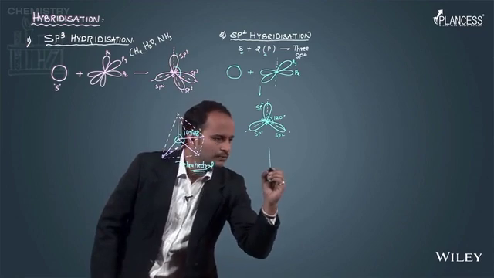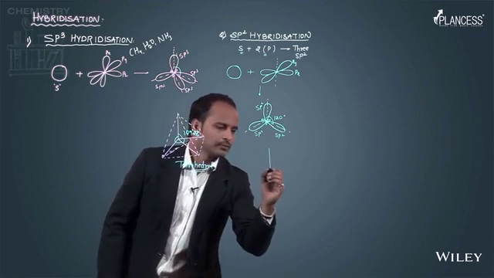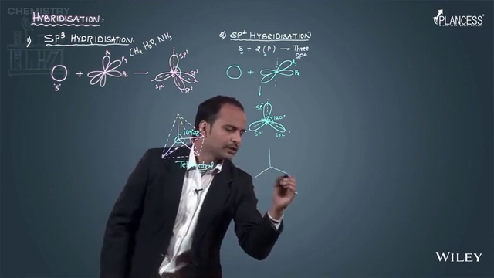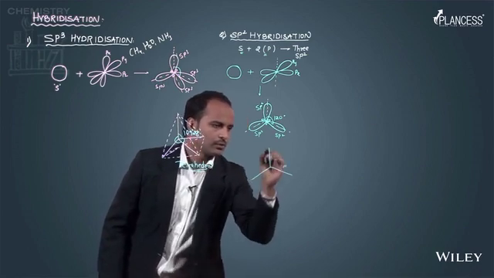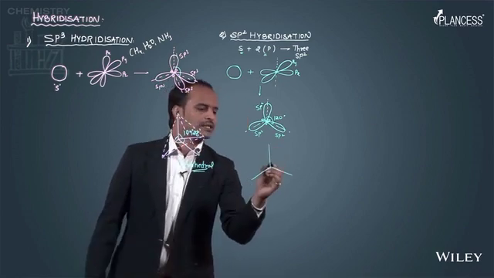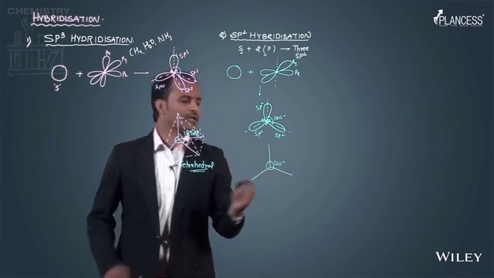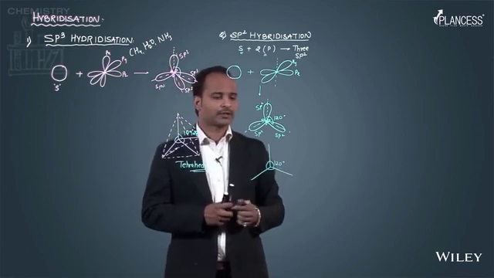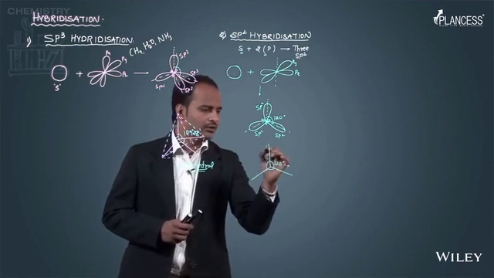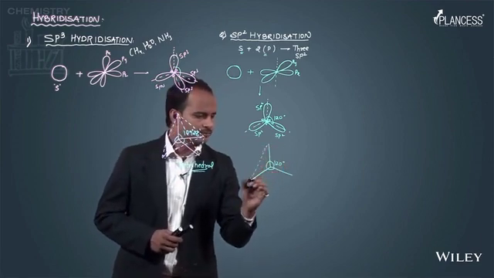So sp2 is something like this. As I said, this angle is 120 degree. This angle is also 120. This angle is also 120 degree. And I said it's a trigonal plane. This is called trigonal planar.